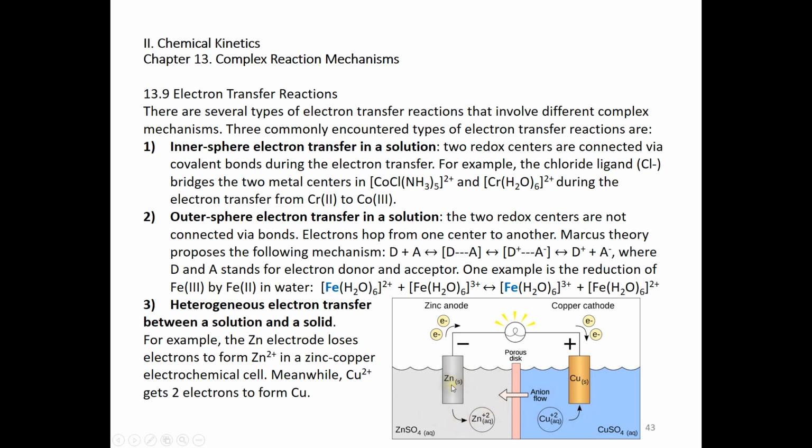And over here, zinc may lose 2 electrons to form zinc 2 plus, and then dissolve in the solution. On the right hand side, copper 2 plus may get 2 electrons and form a copper atom deposited on the copper electrode.